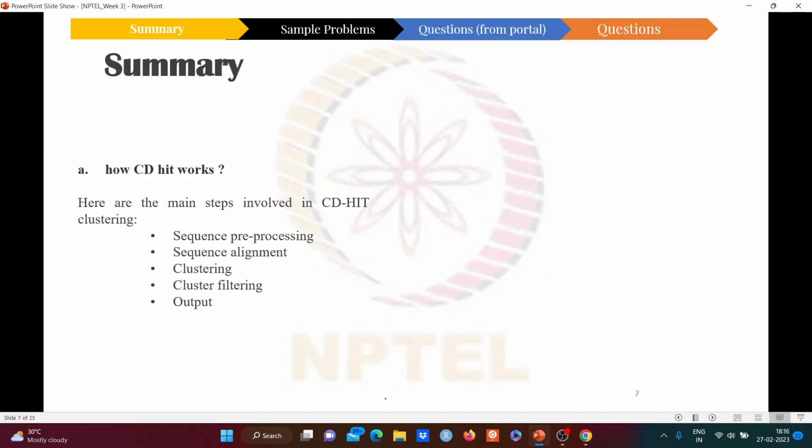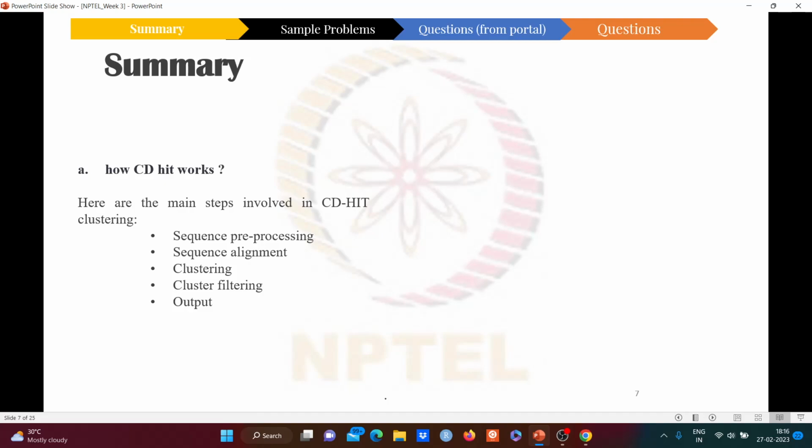Followed by that, sequence alignment. The sequences are then aligned to identify the regions of similarity and dissimilarity. CD-HIT uses a heuristic algorithm that first identifies short words shared between two or more sequences and then attempts to extend these words into longer alignments. That is, start with a short word and search for its repeats in the other sequences, then extend these short sequences in the alignment to generate longer alignments.